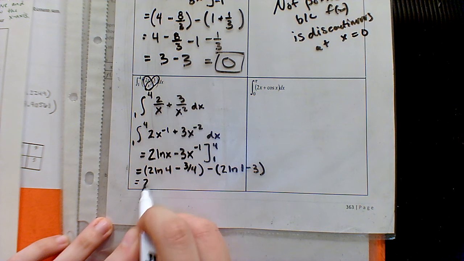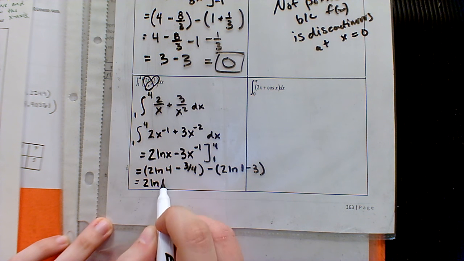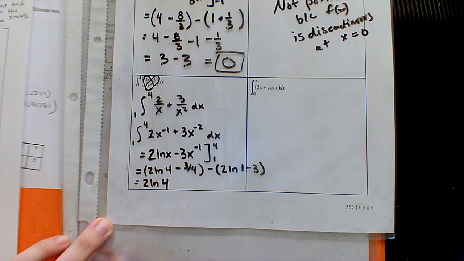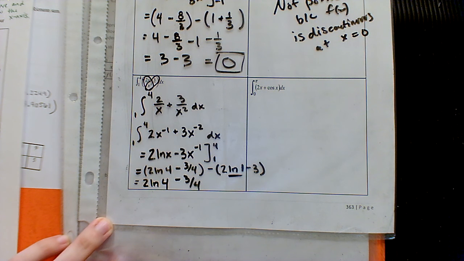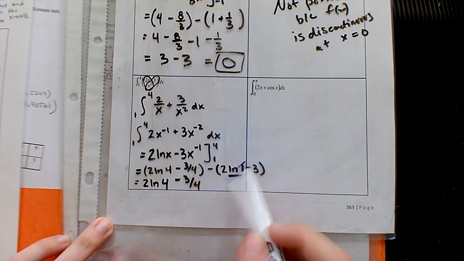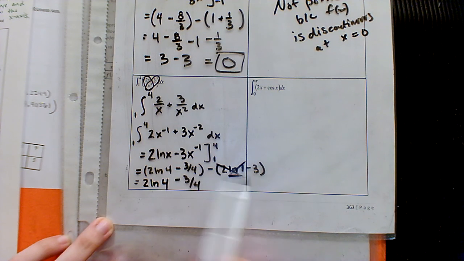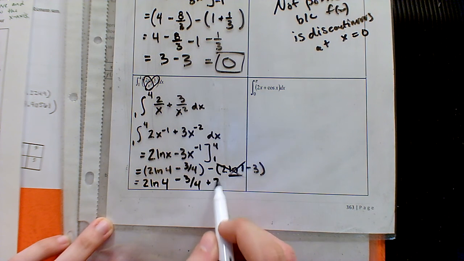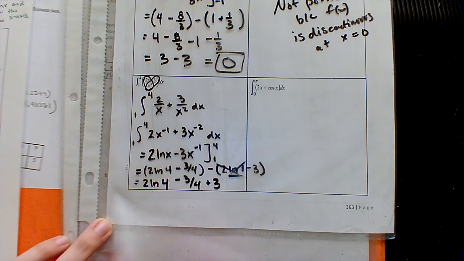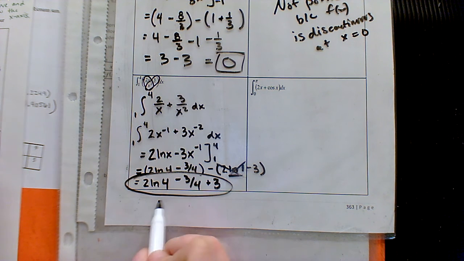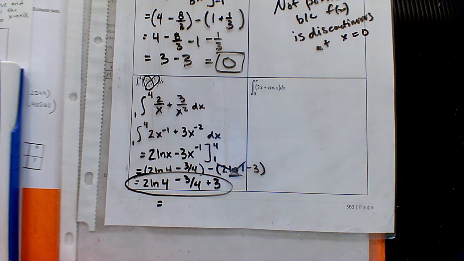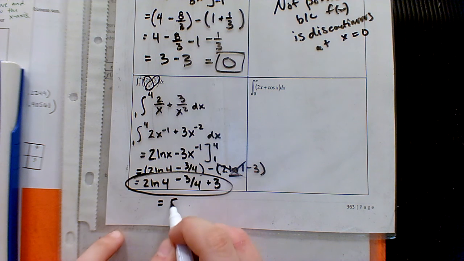All right. Do we know what the natural log of 4 is? Probably not. What about the natural log of 1? That's 0. Okay, so this is technically 2 times 0, which goes away. And we're subtracting a negative 3, which would change to a plus 3. All right, so there's our area. Maybe we'll get it as a decimal. 2 natural log 4 minus 3/4 plus 3.